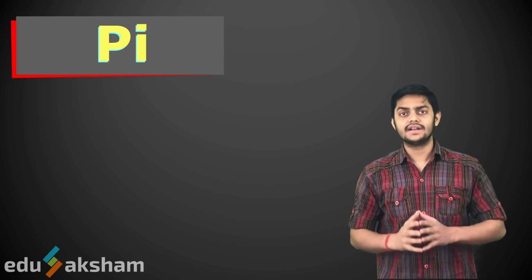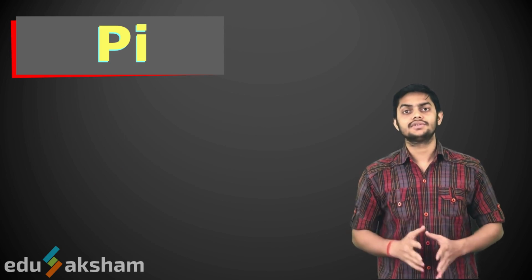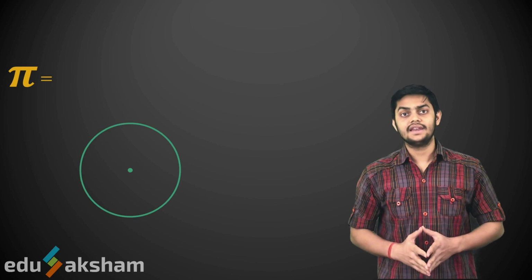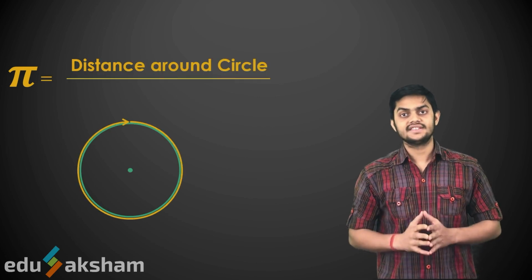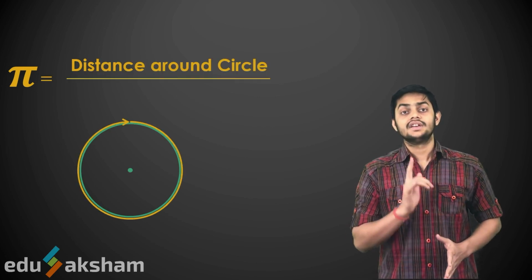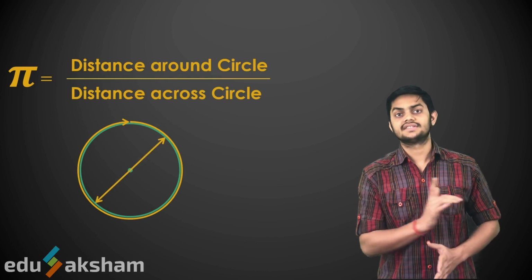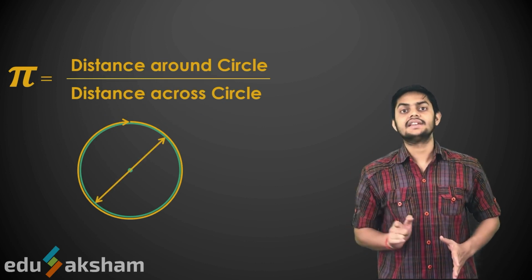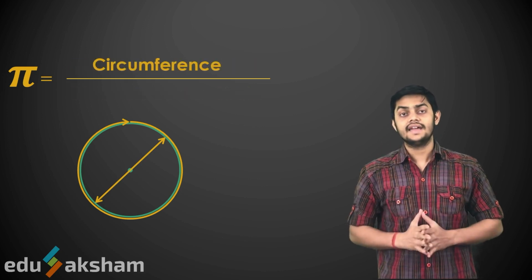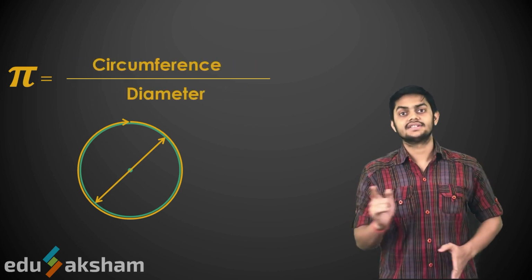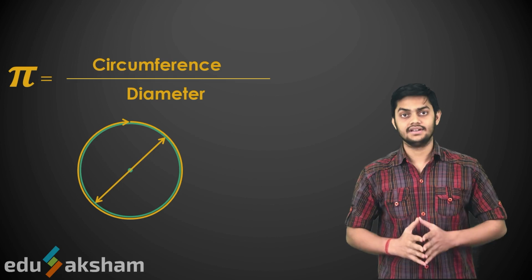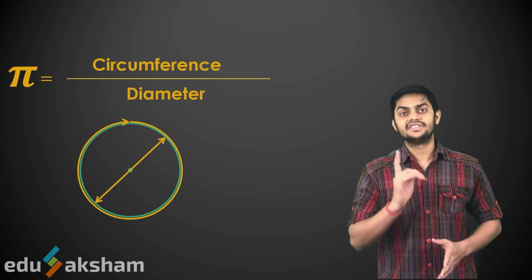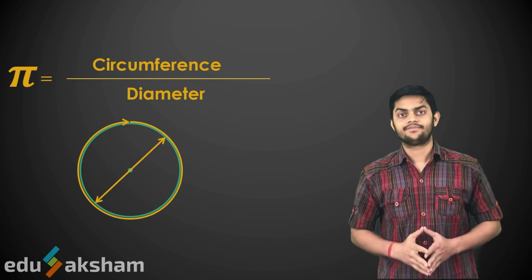Pi is actually a Greek letter which is used to represent a constant value, and that constant value is the ratio of the distance around the circle to the distance across the circle. We know that the distance around the circle is the circumference of the circle and the distance across the circle is the diameter of the circle. Let's understand the relation of pi with respect to circumference.